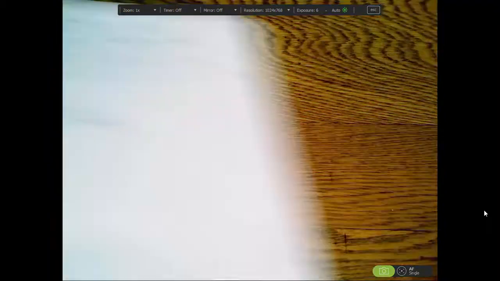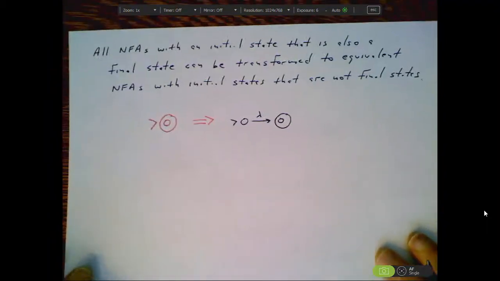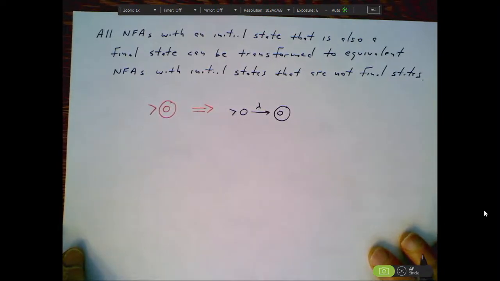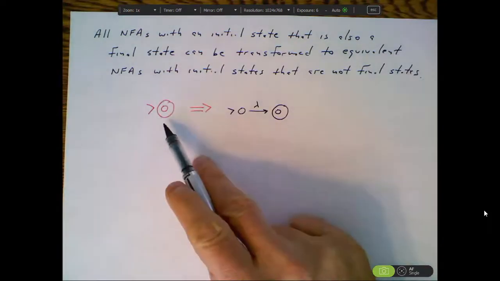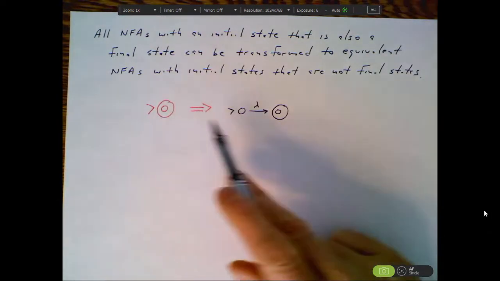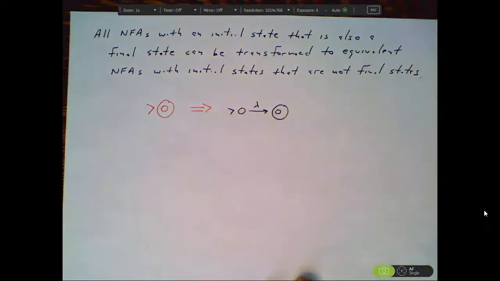Okay, one more little technical detail. What about the case where I have an initial state that is also a final state? Well, I can also break those apart. All NFAs with an initial state that is also a final state can be transformed to equivalent NFAs with initial states that are not final states. So I have this sort of scenario that we saw in the earlier examples. I can just break that into two states and connect them by a lambda arc.